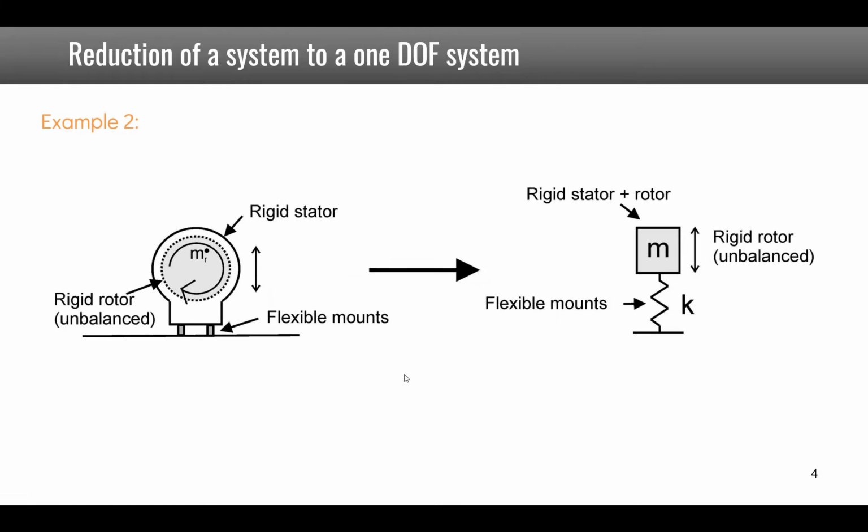A second example is a rotating machine represented here on the left, and in this machine you have the rigid stator plus rotor represent a certain mass, m, and they are put on a flexible foundation, so with flexible mounts, and these flexible mounts are modeled with a spring K. The rotor imbalance, when the system is rotating, creates a force that is acting on the mass here.